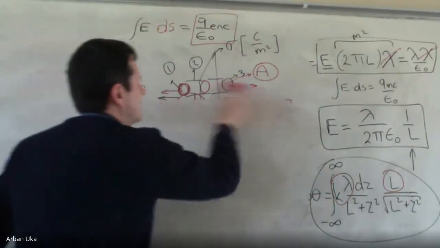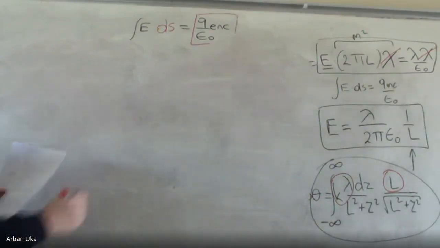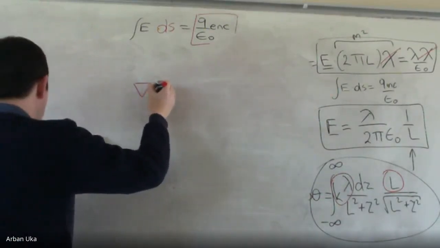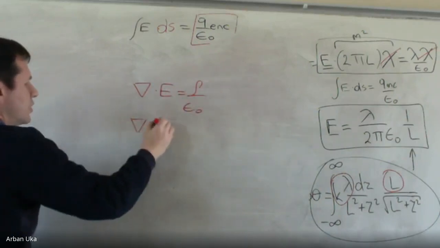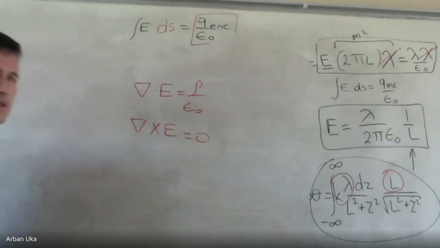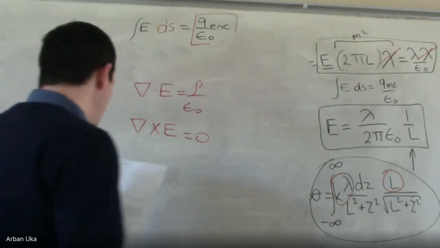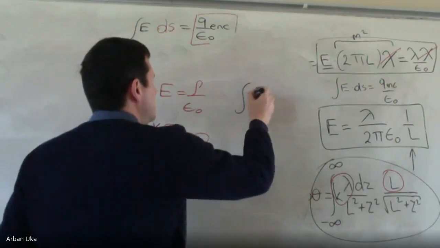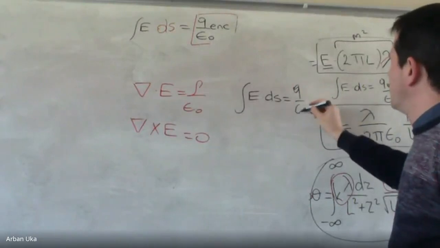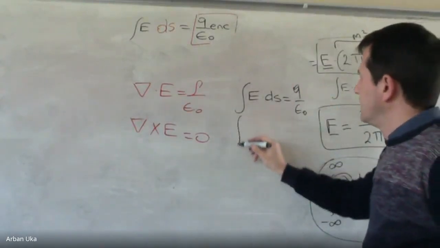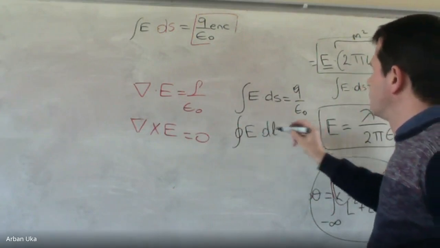But before, we started with a postulate which looked like this. The divergence of E was equal to rho over epsilon 0, and the curl of E was simply equal to 0. This is the differential form of the two postulates. We also have the integral form, which is the integral of E·dS equal to Q over epsilon 0, and the other law is the integral of E·dL equal to 0.